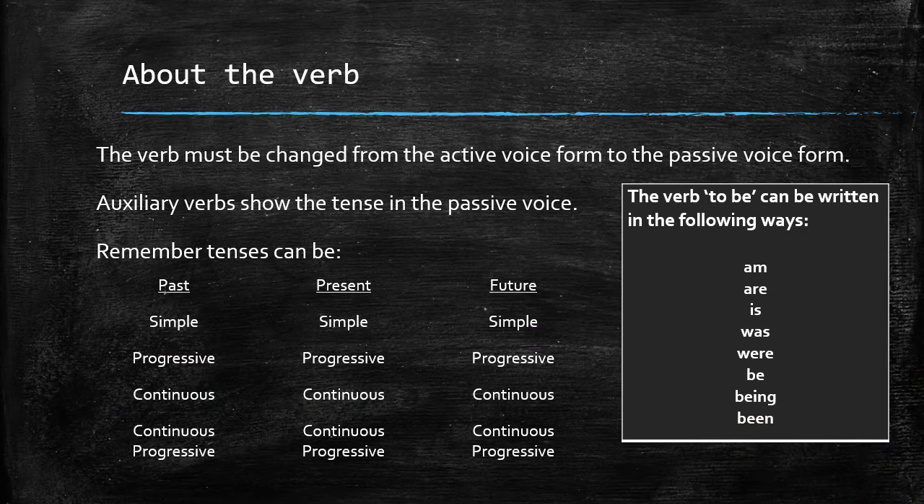Right, let's just have a quick note about the verb. When we are changing from the active voice to the passive voice, we must make use of auxiliary verbs. The verb to be must be part of that. And here in the block on the right, you can see the different ways the verb to be can be written. They are used to show the tense. Am, are, is. Those are your typical present tense indicators. Was, were, past tense indicators. We've still got be, being, and been as well. Remember that in English we have 12 tenses.